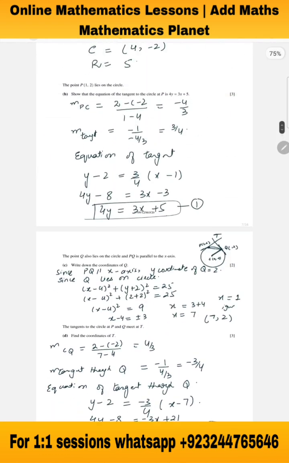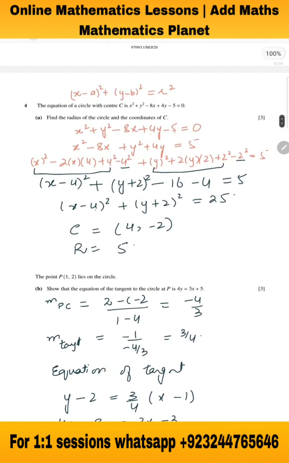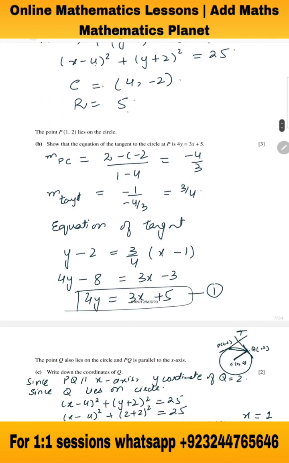So what is happening in this question? In question number 4, we are given the equation of the circle, but we need to find the radius and the coordinates of the center. So what we have to do is complete the square on this equation, and we will get the center and radius of the circle. Now we have a point P that lies on the circle, and we have to find the tangent of the circle. To find the tangent, we will find the slope from the center of the circle to the point P, and then take the negative reciprocal of this slope to get the equation of the tangent.